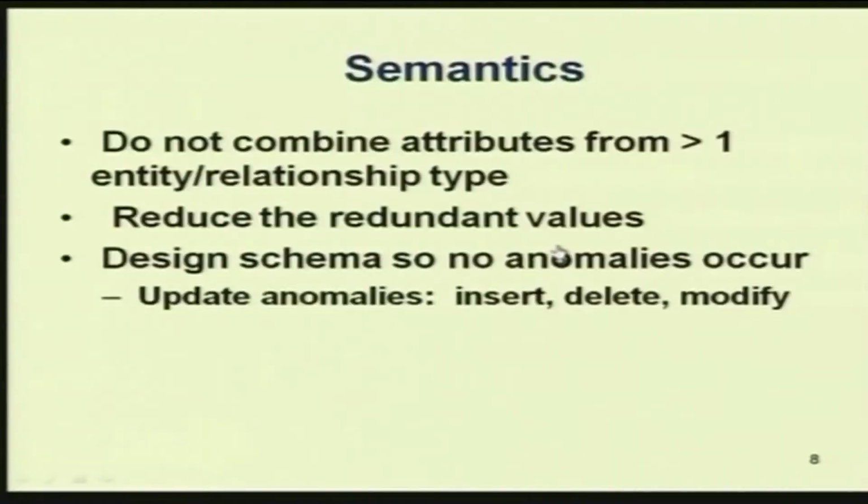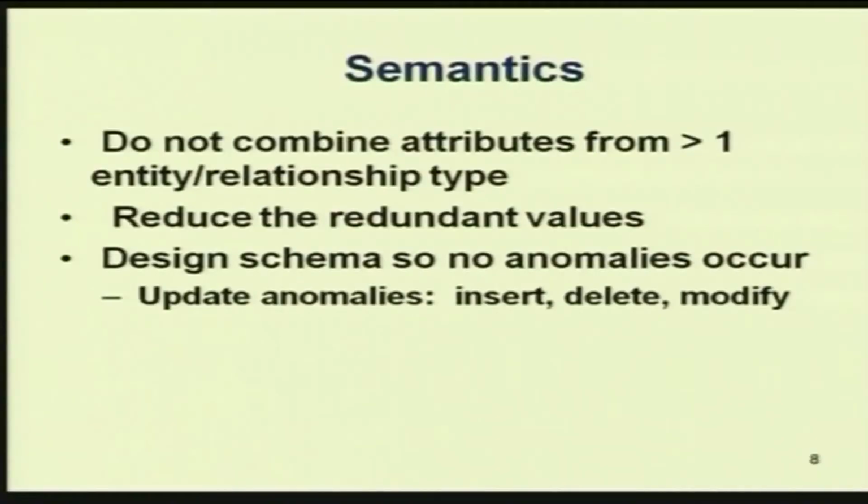Of course, we also want to reduce the redundant values, and now we are bringing in another criterion. The design schema should be such that there should not be any anomalies. There are different types of anomalies. We are now talking about update anomalies. Inside update anomalies, we have 3 types: insert anomaly, delete anomaly and modify anomaly. We should not have any of these anomalies. So, when you talk about a design schema, you must check that these anomalies do not occur. So, with this basis, let us go into guideline 1.